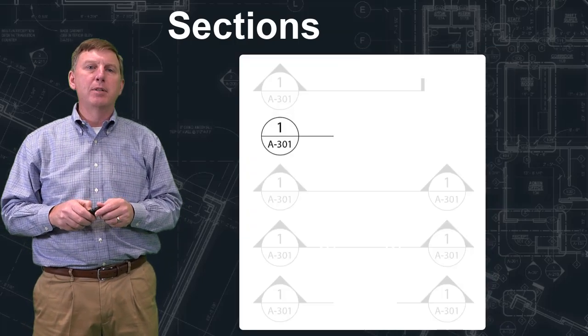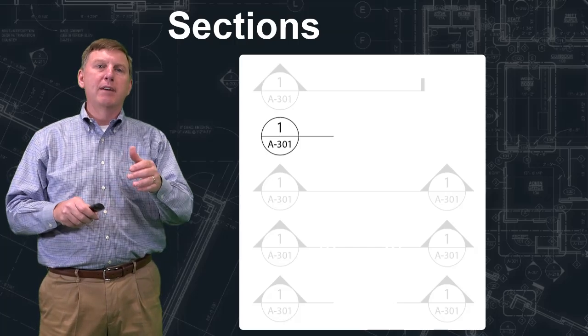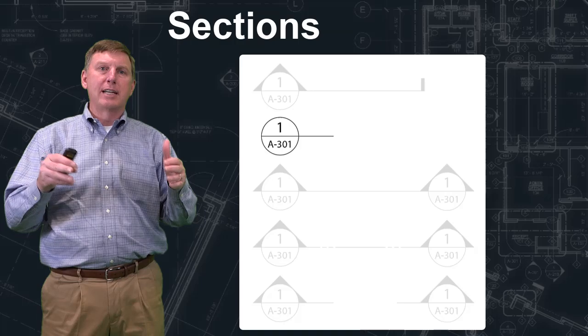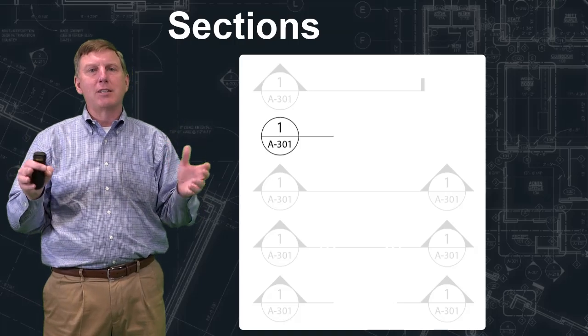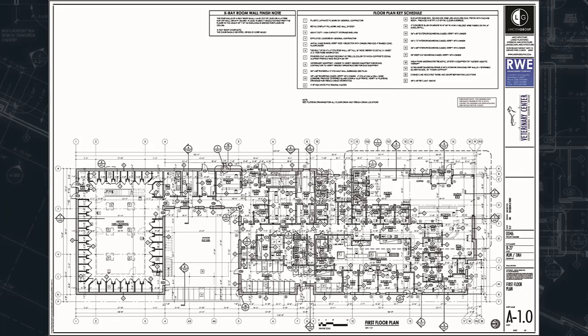Now, if you end up with a section that doesn't have an arrow, and I've seen them, it would be left for you to interpret which direction that section is in, and normally it's not too difficult once you get used to looking at drawings. So let's look at some examples of section lines.